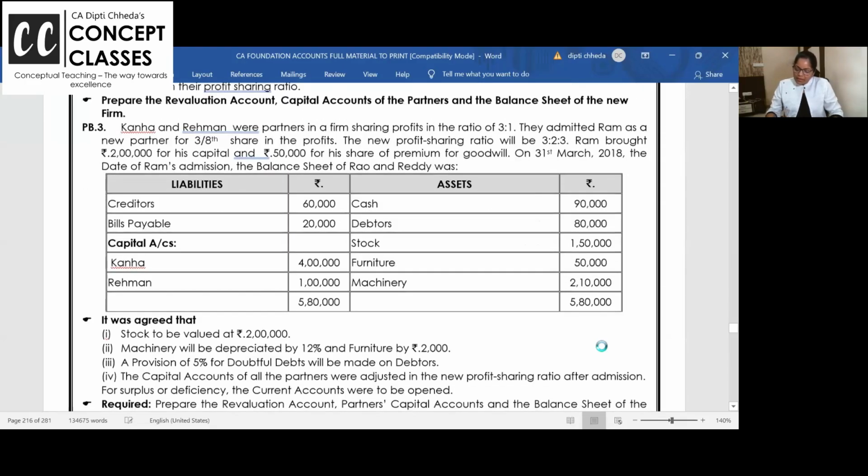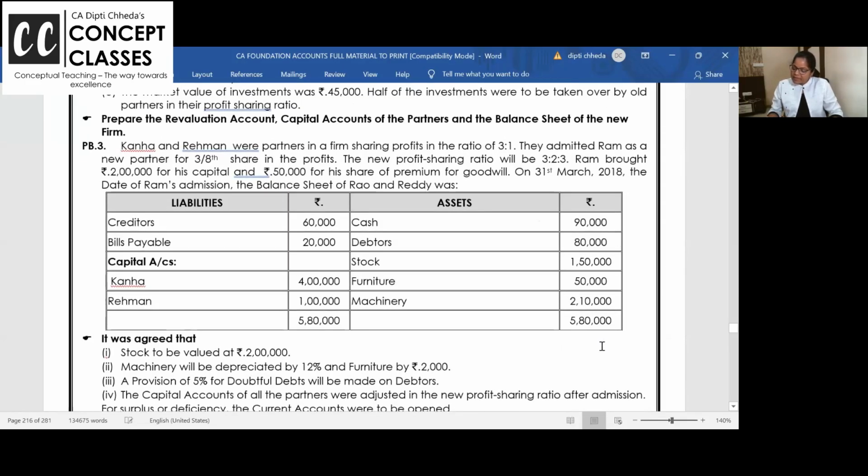Yes, read it please. Kanai and Rahman were partners in a profit sharing ratio of 3:1. They admitted Ram as a new partner for 3/8 share. New profit sharing ratio is given. Ram brought 2 lakh as capital and 50,000 premium for goodwill. Good. Give this goodwill to all partners in the sacrificing ratio, and balance sheet is given to you.